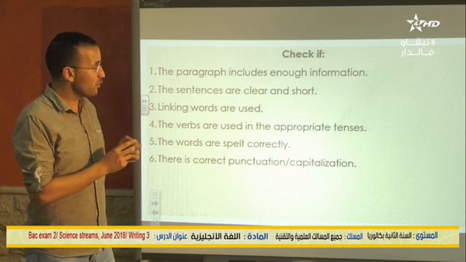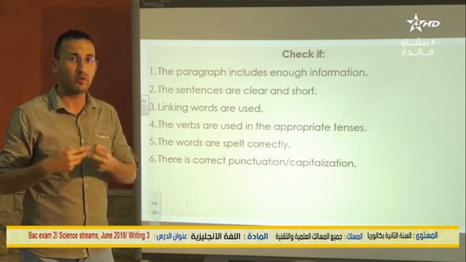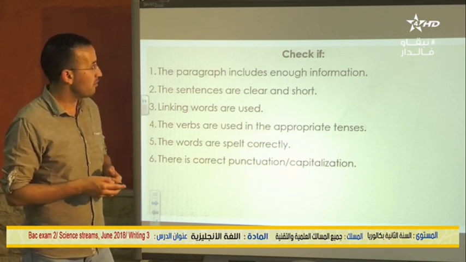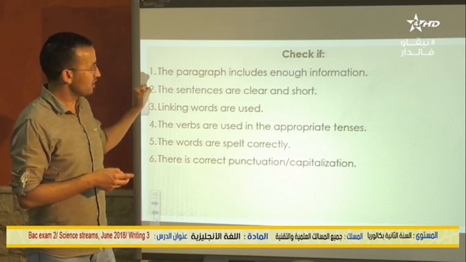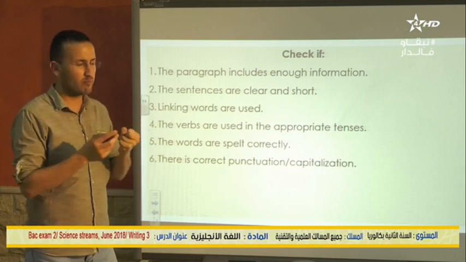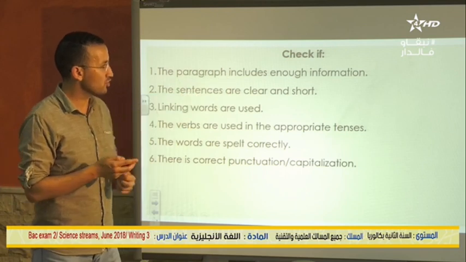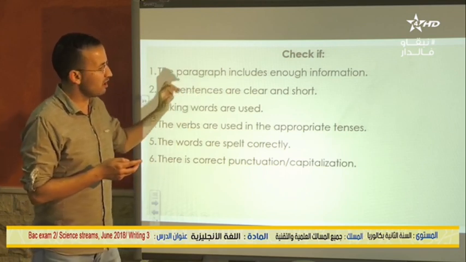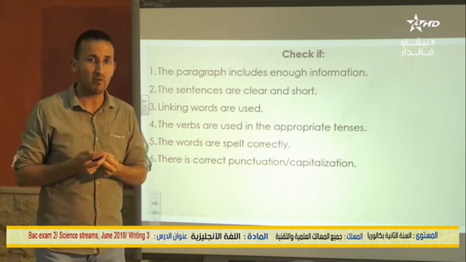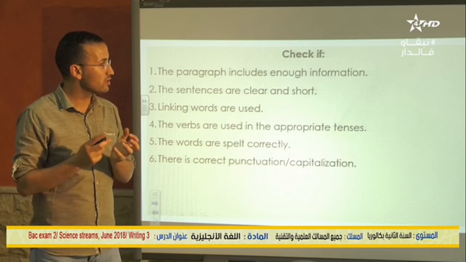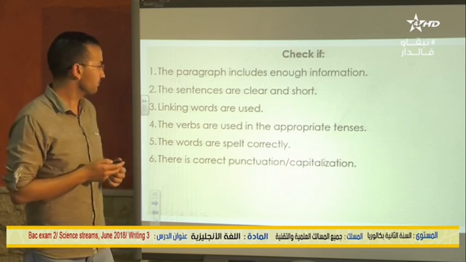Now, let's see if we actually did this, if we respected this when we wrote our biography. So let's see. So first one, we should include enough information. So there we already have information. Now let's see if the sentences are clear and short. What do we mean by the sentences are clear and short? It means that the sentences you include in your writing should be meaningful. They should communicate or serve the purpose of your writing.